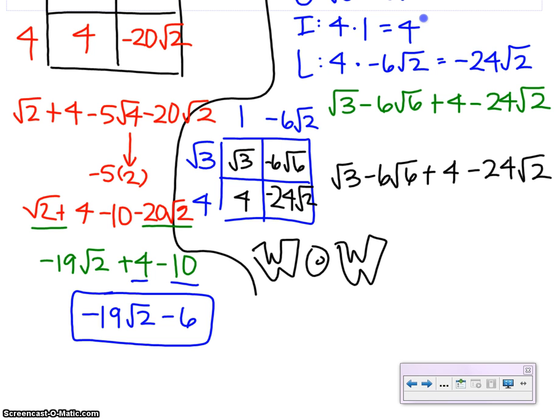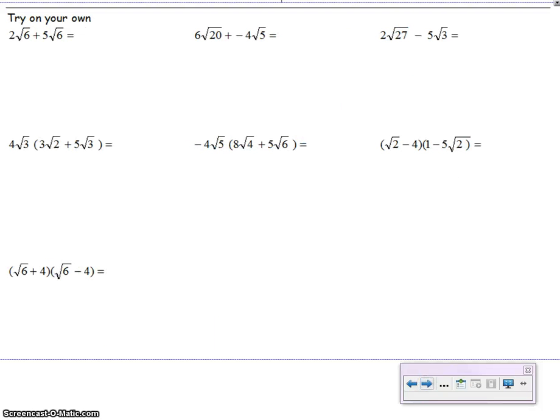Okay, hopefully this has made some sense. So if you guys want to try these problems at home, you can check them here or they're right on your worksheet.